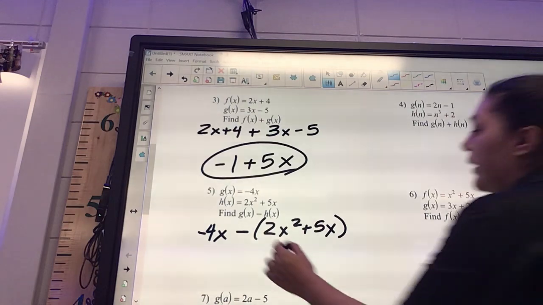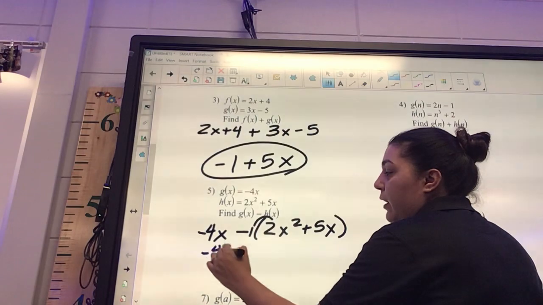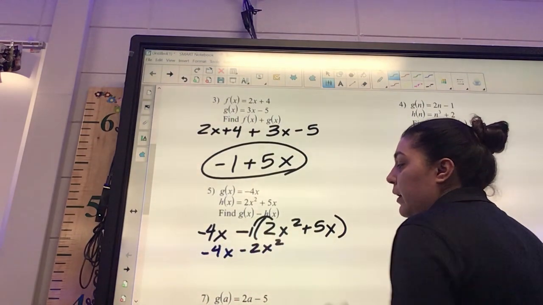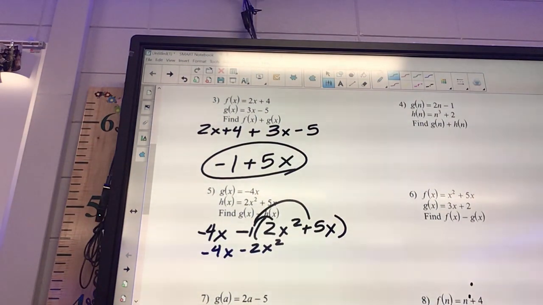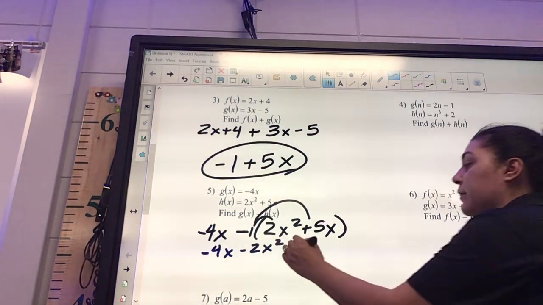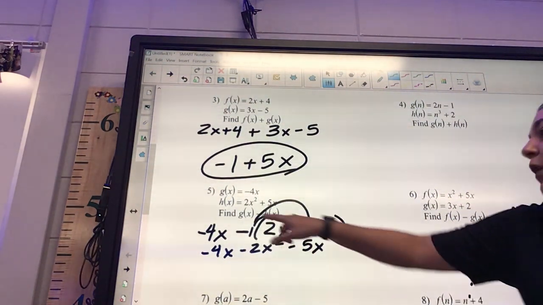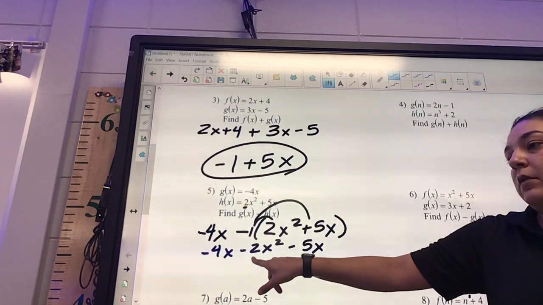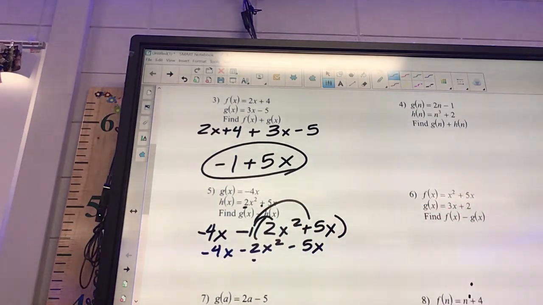So what happens when I take negative 1 times 2? Negative 2. So I'm going to have negative 4x minus 2x squared. Okay, and then I say negative 1 times 5. Negative 5x. Oh, I said minus 5, my bad. Okay, so look at what happened here. What happened to this 2? It went negative. What happened to this 5? It went negative. What the minus does is turn every piece. So if it was a minus, it would become a plus. If it was a plus, it would become a minus. Okay? Now, is there anything for us to combine?